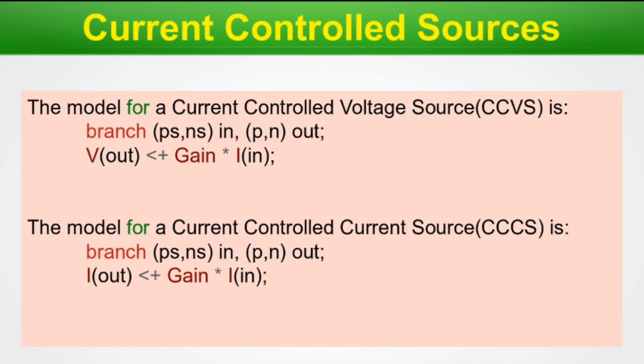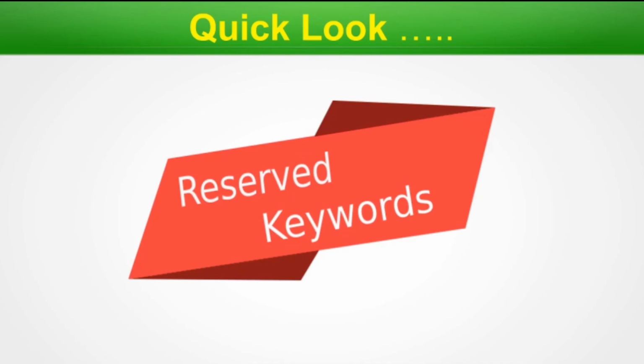Here we have seen the 2 examples of current controlled sources, the current controlled voltage source as well as the current controlled current source. Now let's have a quick look at the reserved keywords.